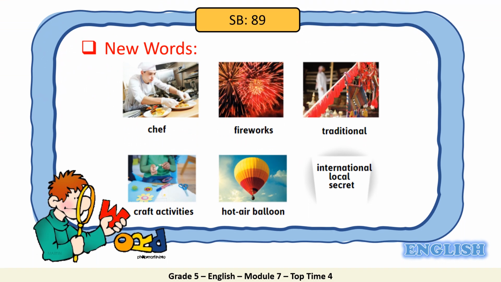Here are all the 8 words of our lesson today. I want you to listen and repeat so you can learn how to pronounce them correctly. Chef, fireworks, traditional, craft activities, hot air balloon, international, local, secret.